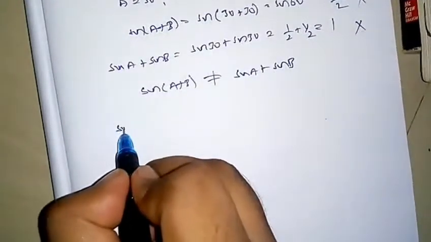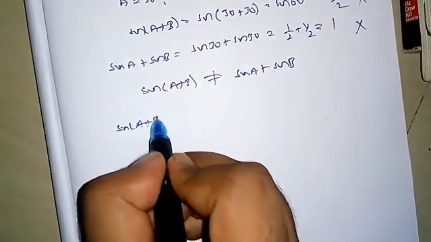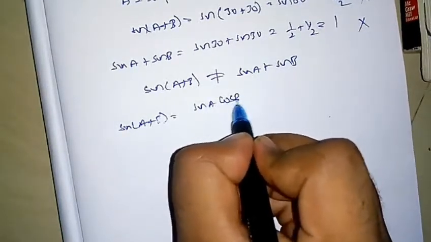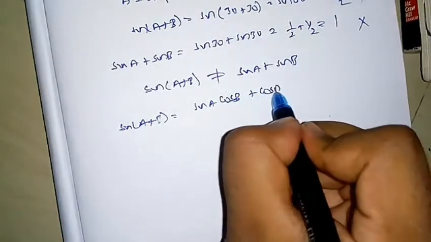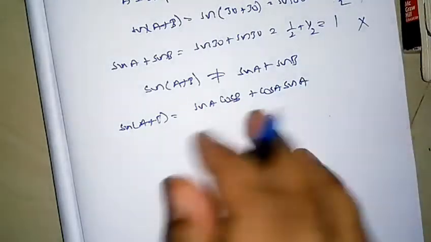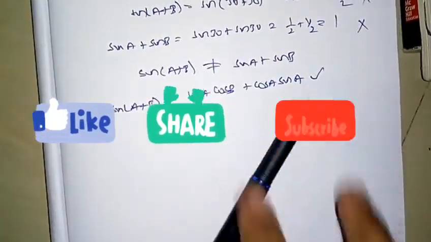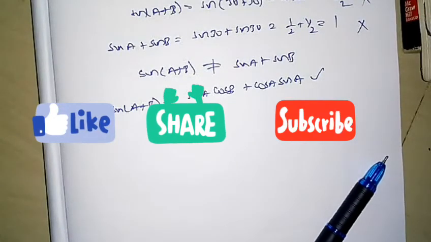Actually, sin A plus B will be equal to sin A cos B plus cos A sin B. This is the formula for sin A plus B. We are done with exercise 11.2.